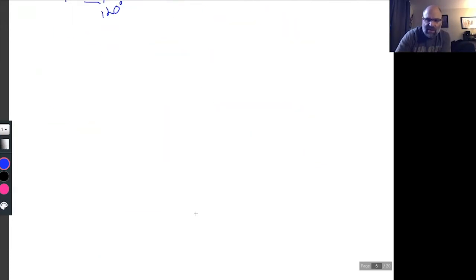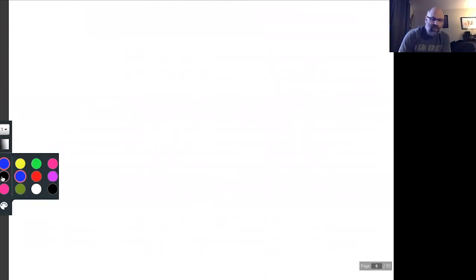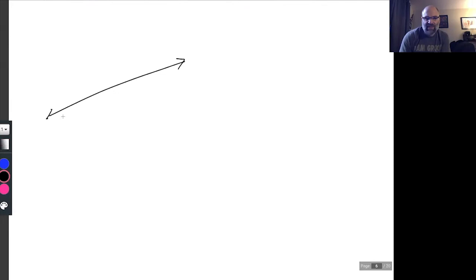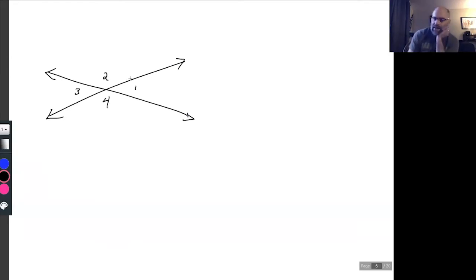Let's talk about a couple new terms here. I'm going to draw a little diagram here. I'm just going to intersect two lines. Okay. So when you intersect two lines, that forms four angles. 1, 2, 3, 4. Right? Okay. So when you intersect two lines, it always forms four angles.